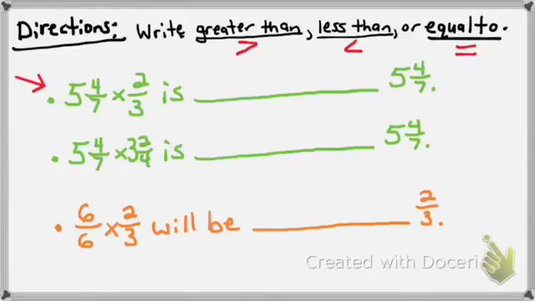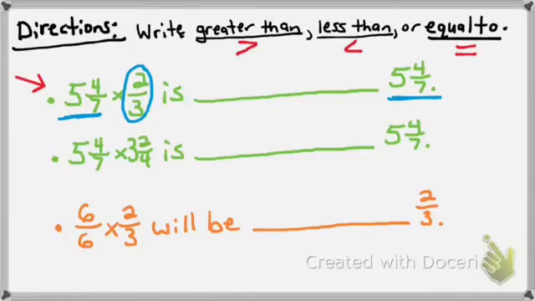5 4/7 times 2/3 is greater than, less than, or equal to 5 4/7. Well, I look at the end of the problem and find the given number, 5 4/7. Find that given number earlier in the problem. There it is, 5 4/7. I'll be multiplying that by 2/3.